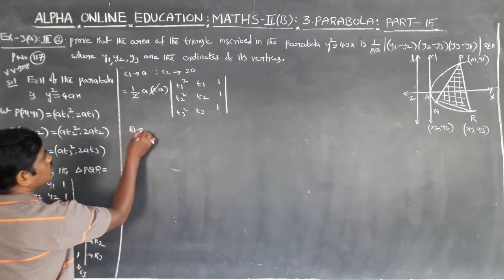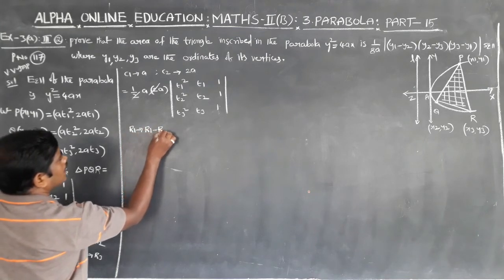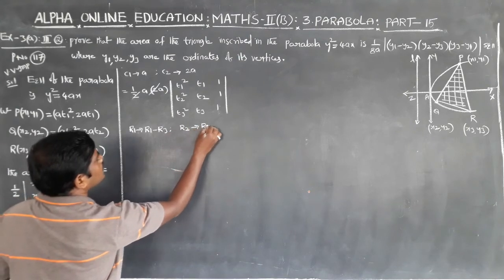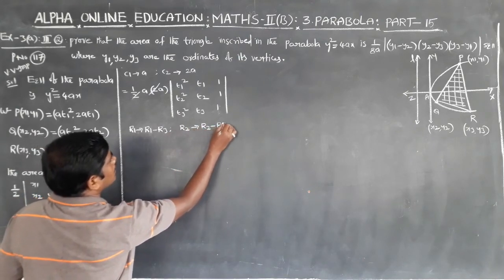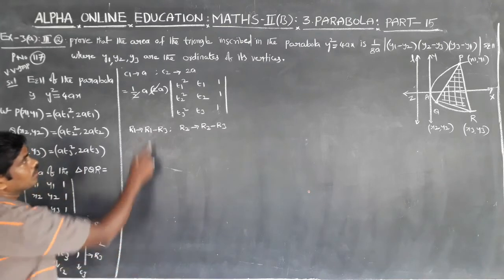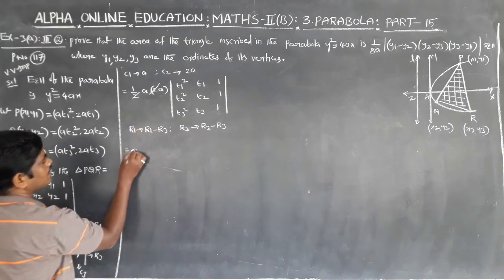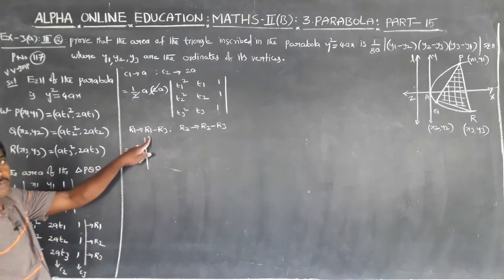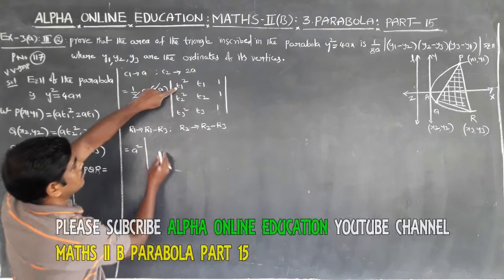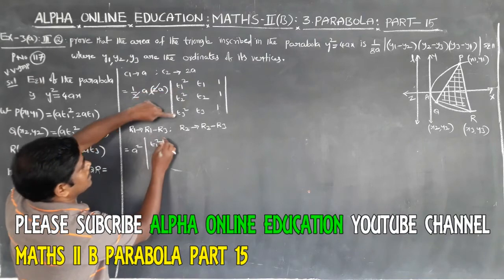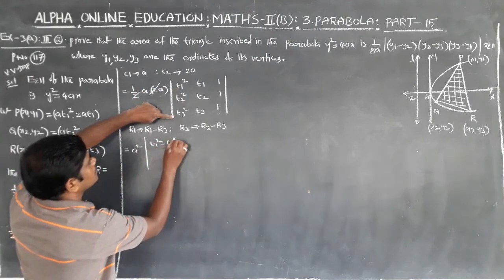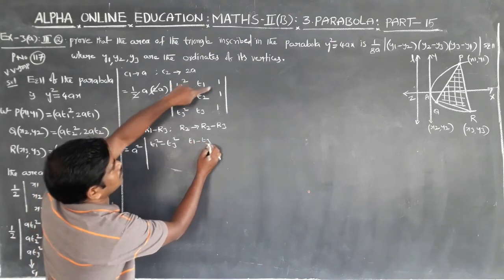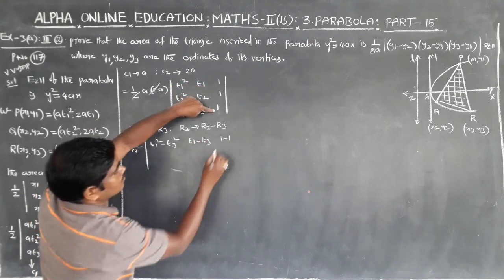R1 tends to R1 minus R3. Again R2 tends to R2 minus R3. A into A square mod of R1 tends to R1 minus R3. R1 T1 square minus R3 T3 square. R1 T1 R3 T3, 1 minus 1.